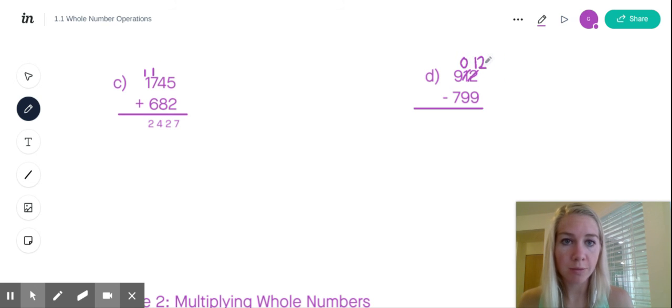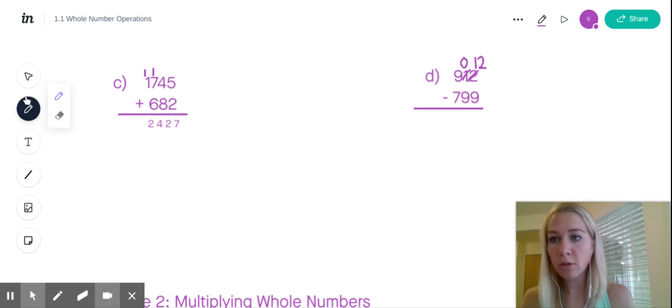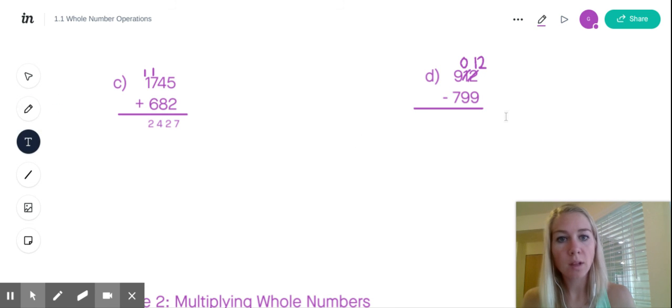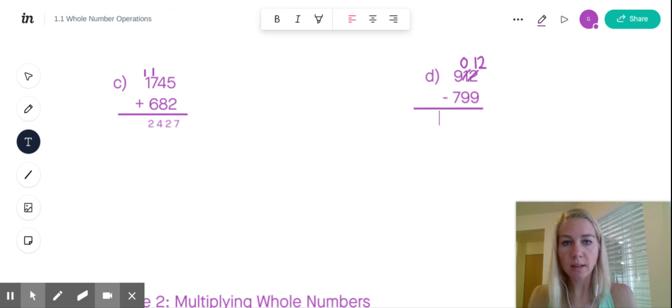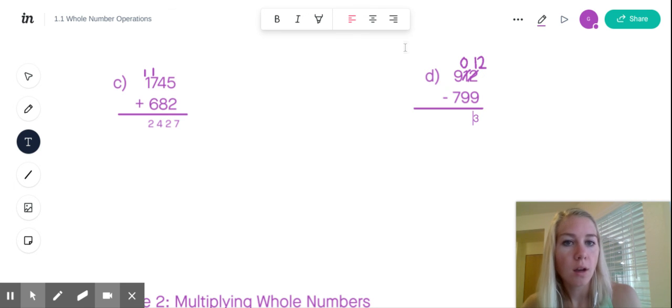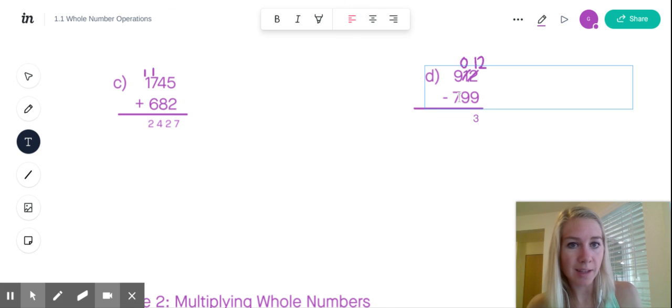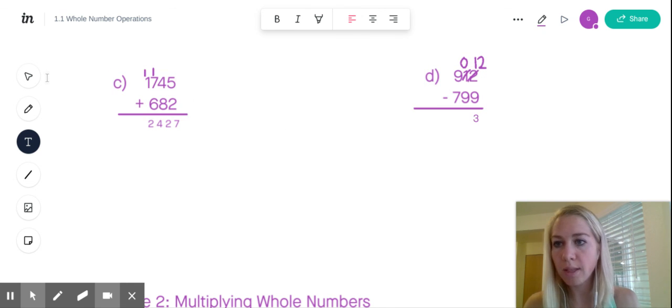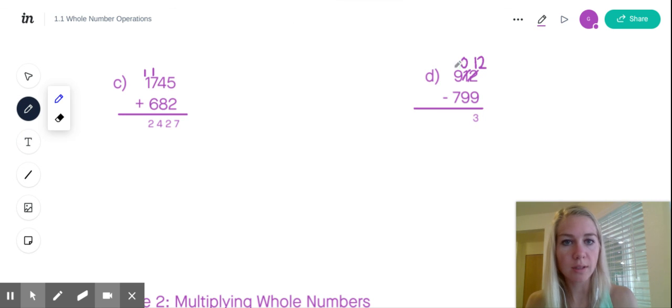So now, can we have 12 things and take away 9 of them? Sure, we can. 12 take away 9 is, anybody know? The suspense? 3. Oh, 3. That's the number 3. Okay, now let's check out our tens place value. We have 0 minus 9. Can we have 0 things and take away 9 of them? Absolutely not. We need to borrow from the hundreds.